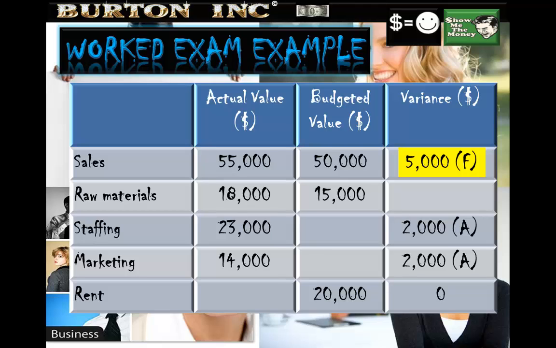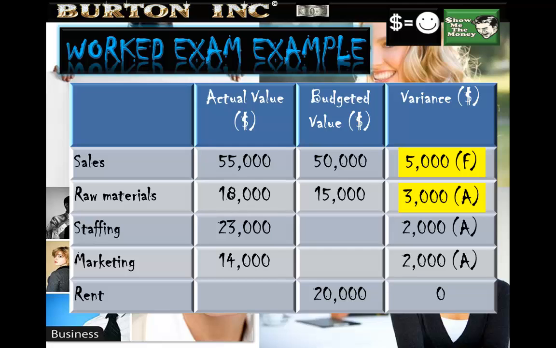Raw materials, perhaps as a result of the higher sales, came in over budget. So the actual value of raw materials was 18,000 for this accounting period. We only budgeted 15,000. What's the variance? We know it's not good. We know it's an adverse outcome. 3,000. The maths is simple, right? You just punch numbers into a calculator.